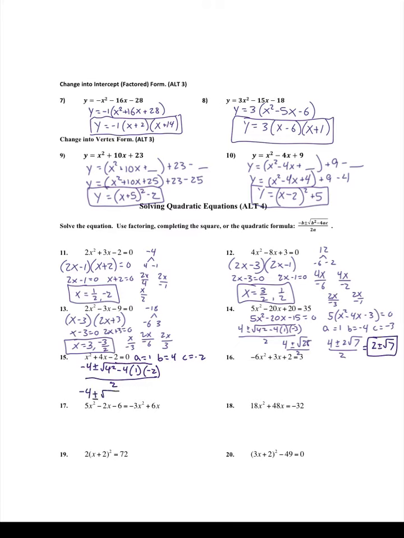Reduce what's under the radical. You get 4 plus or minus the square root of 24. That becomes 4 plus or minus 2 times the square root of 6, all divided by 2. And we can reduce that to 2 plus or minus the square root of 6.